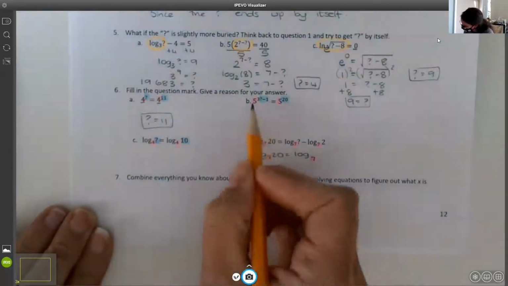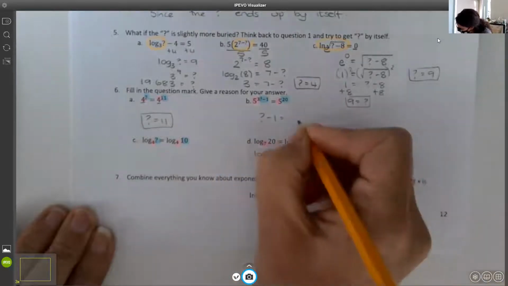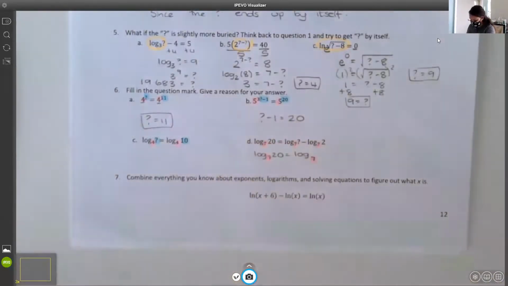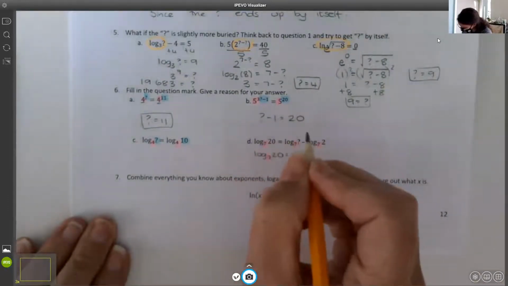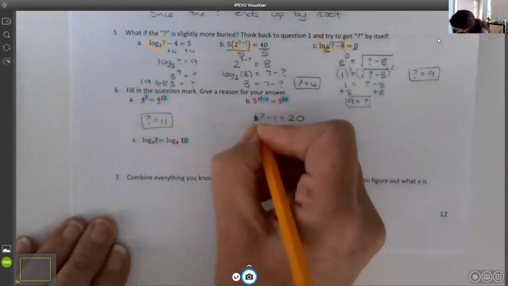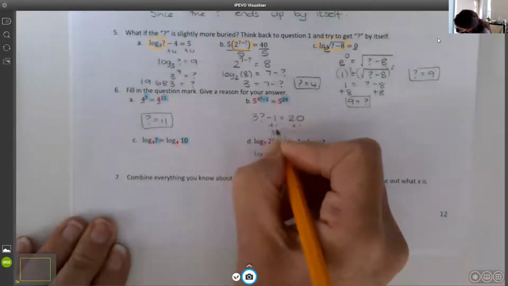And so same thing here, if our bases are the same, we know that the question mark minus 1 has to be equal to 20. And so the question mark, oh, sorry, there's a 3 in front here. And so then we can just solve that equation.